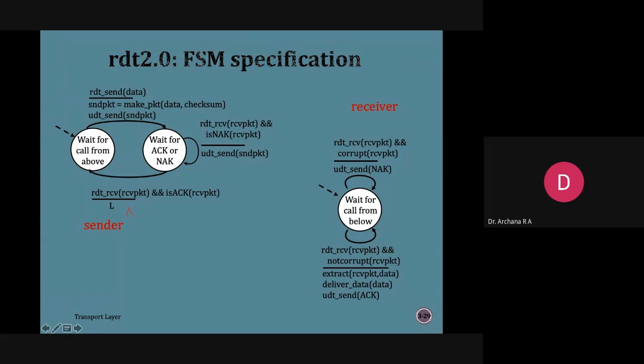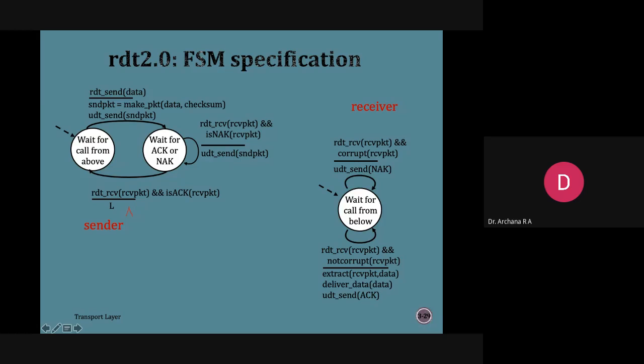So at the receiver side, what happens? Wait for the call from below. From below, it is going to receive the packet. Suppose the received packet is said to be corrupted. RDT receive, so receive the packet, and if it is corrupted, corrupt indicates the received packet is corrupted, then send a negative acknowledgement. UDT send NAK means send a negative acknowledgement to the sender.